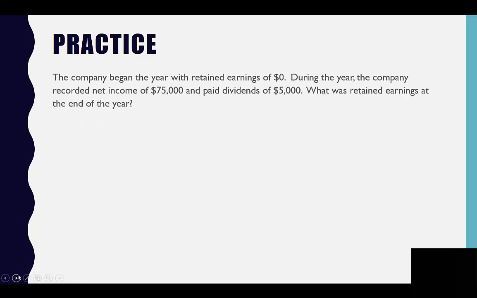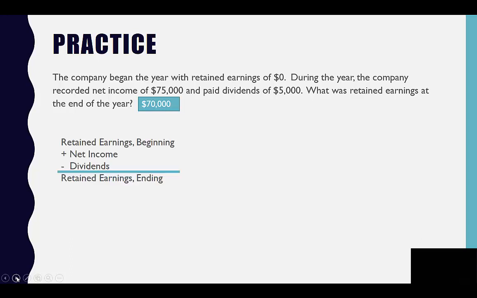On this next example, we will be looking at retained earnings. The company began the year with retained earnings of 0, so this must be a brand new company. During the year, the company recorded net income of $75,000 and paid dividends of $5,000. What was retained earnings at the end of the year? Well, if we're looking for retained earnings, we'll use the retained earnings statement. The answer to this question is $70,000.